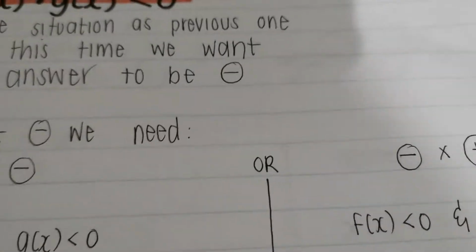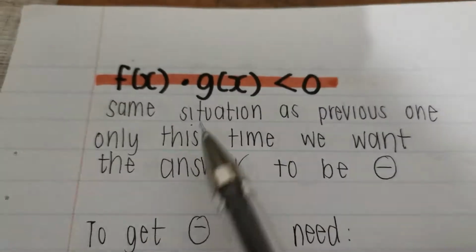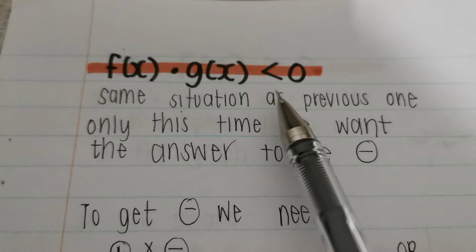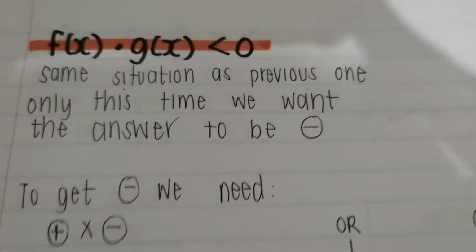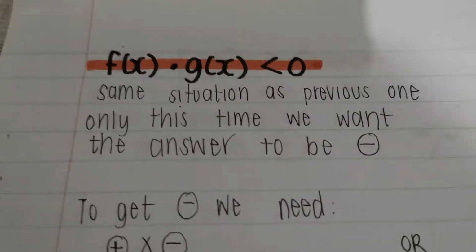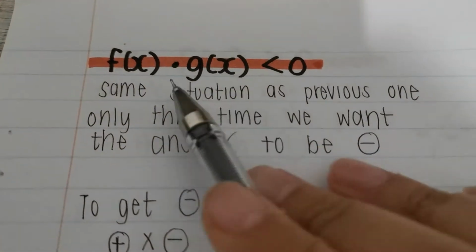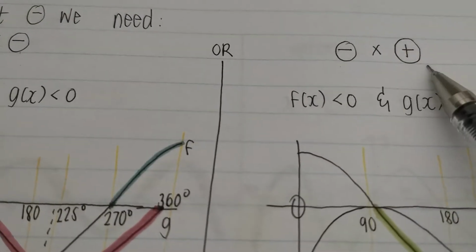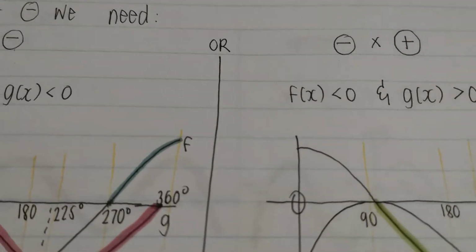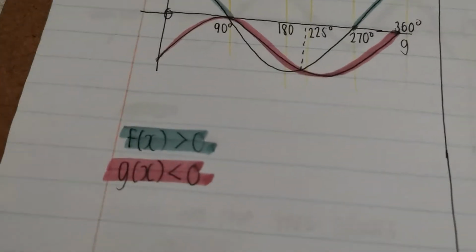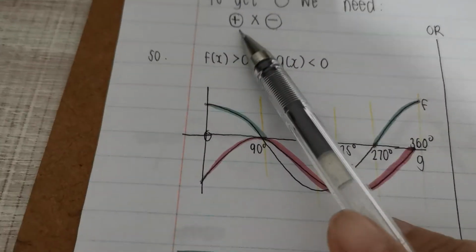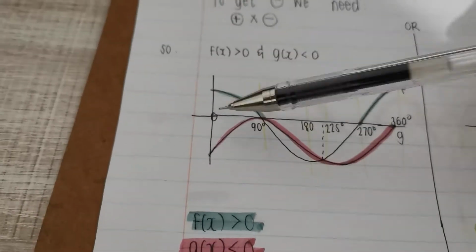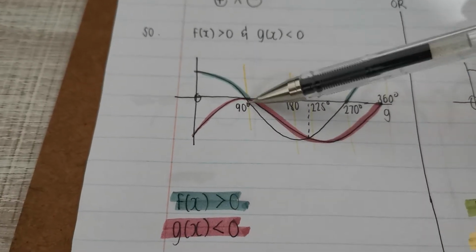Same situation, same concept, just this time it's f of x times g of x less than 0. So now we know that something is less than 0, or negative. If we multiply two numbers and we get an answer that's negative, it's either a positive times a negative or a negative times a positive. So I'm doing the exact same thing like I did over there. Color-coded, where is f of x positive, greater than 0? Here it is greater than 0, above the x-axis.